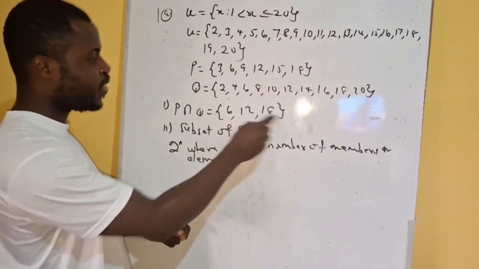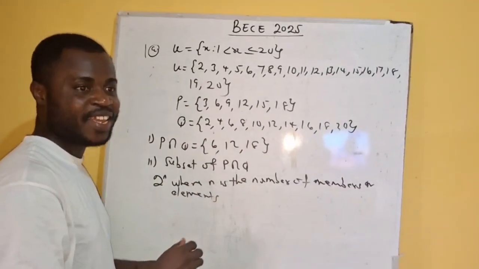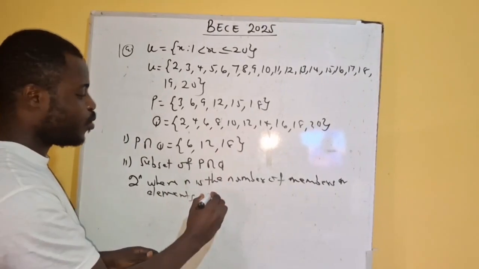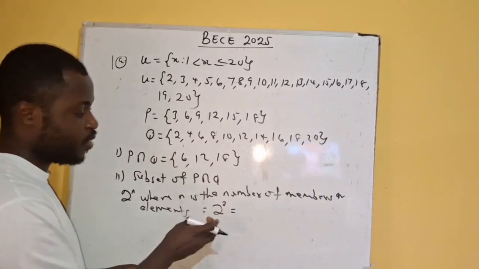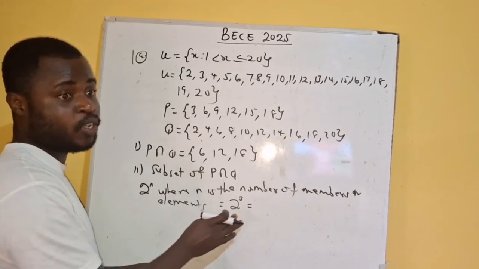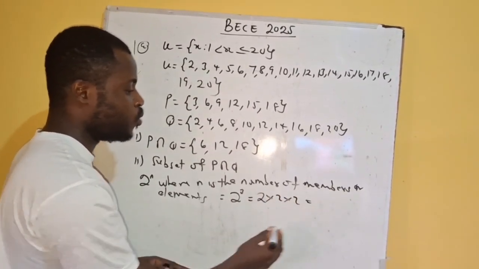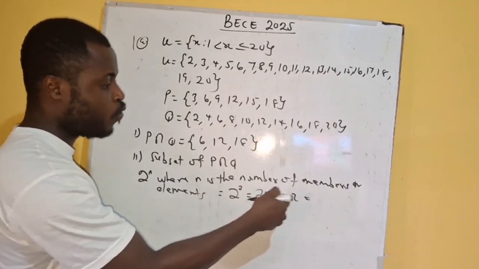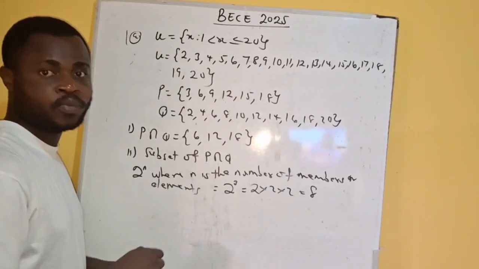So when you look at P intersection Q, how many members are there? The members there are 3. So it means we are going to get 2 raised to the power 3. And 2 raised to the power 3 is in power form or indices form. So to expand, you give it 2 times 2 times 2. So 2 times 2 is 4, 4 times 2 is 8. So how many subsets are we looking for? You're looking for 8 subsets.